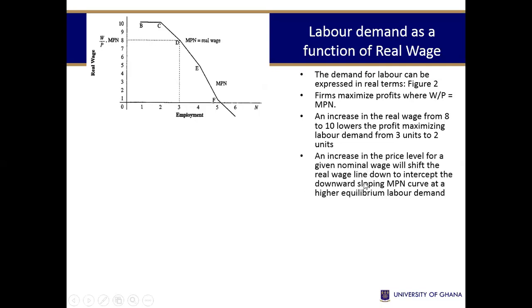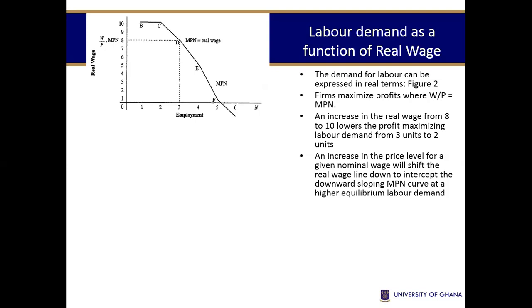What if there's an increase in price? If there's an increase in price, it means that there's going to be a reduction in real wage. You can talk about this in two senses. One, if there's an increase in price, there's a reduction in real wage because in the real wage function, P is a denominator. So real wage falls. If real wage is falling, it means that the cost of hiring labor is falling, and as a result, the firms can hire more.